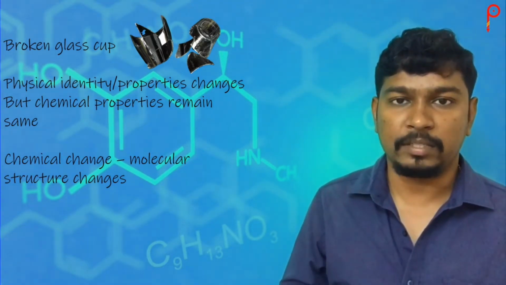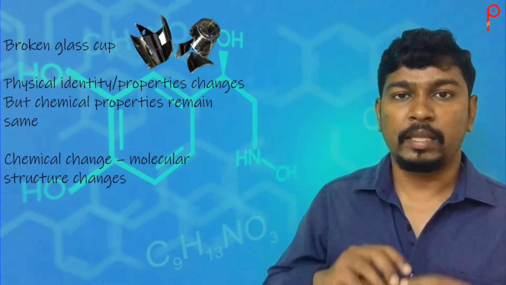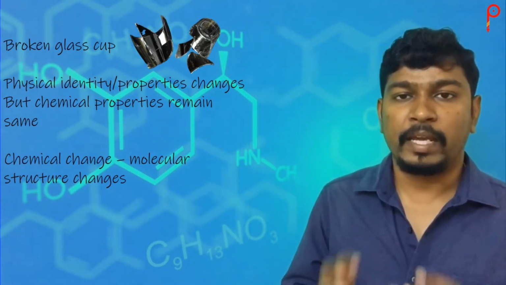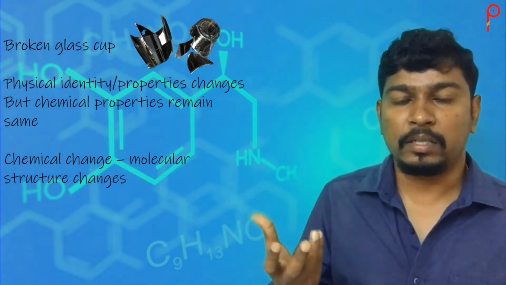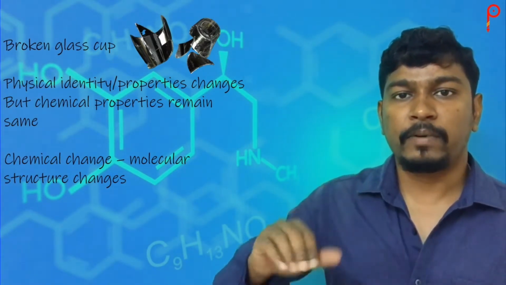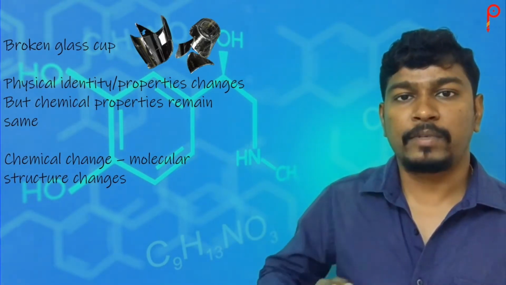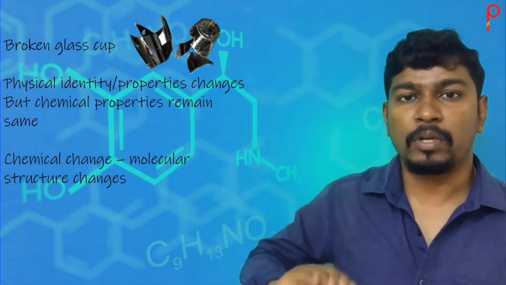Now during a chemical change, what happens is the molecular structure of that element changes and it will give a different product which may have different physical property as well as chemical property after the process, after the molecular structure is rearranged. Let's understand with this one example.